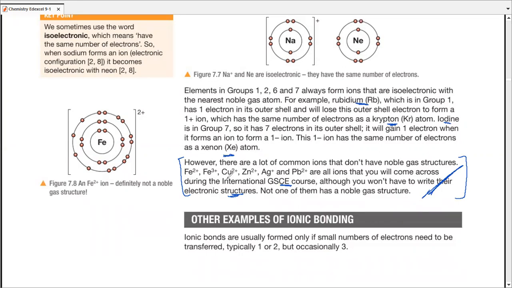And let me tell you, most of these are transition elements.